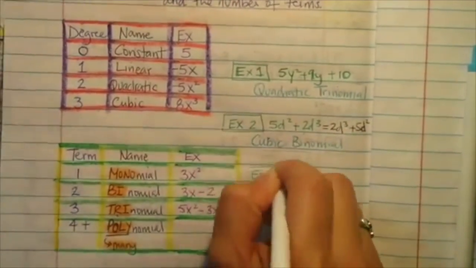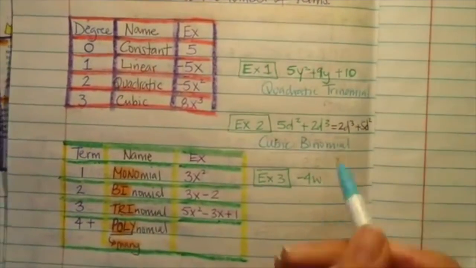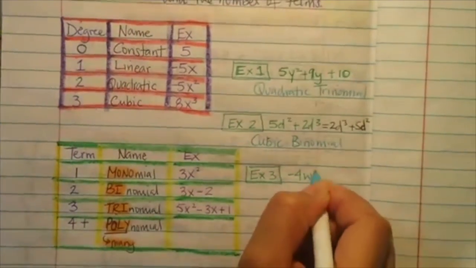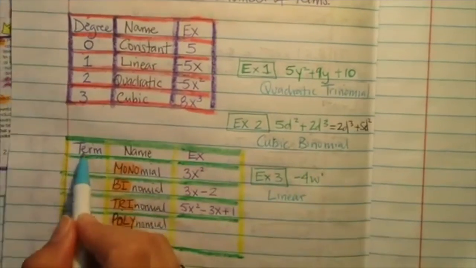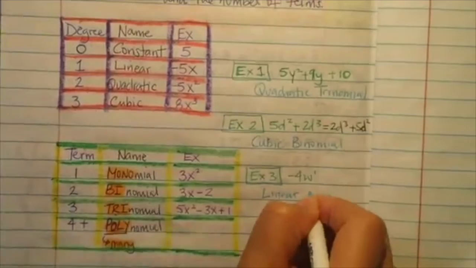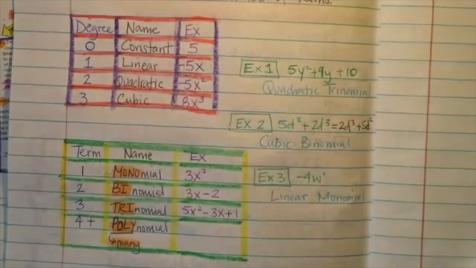All right, so next one, example 3. What if we had negative 4w? So what's the degree? This is an invisible 1. So the degree is linear. And then how many terms are there? How many things? 1. So it's a linear monomial. And that's pretty much it.